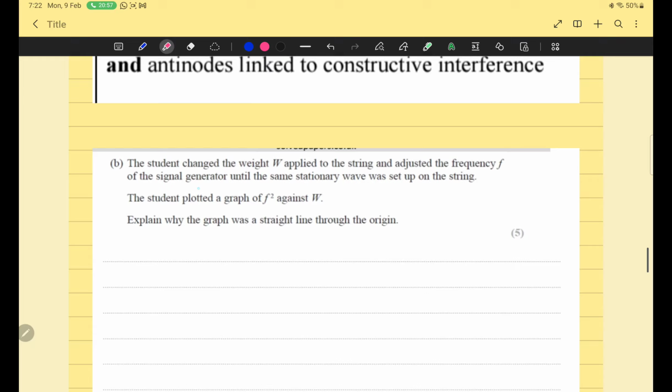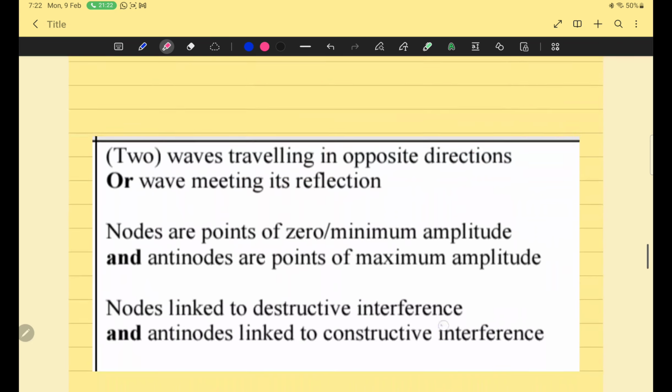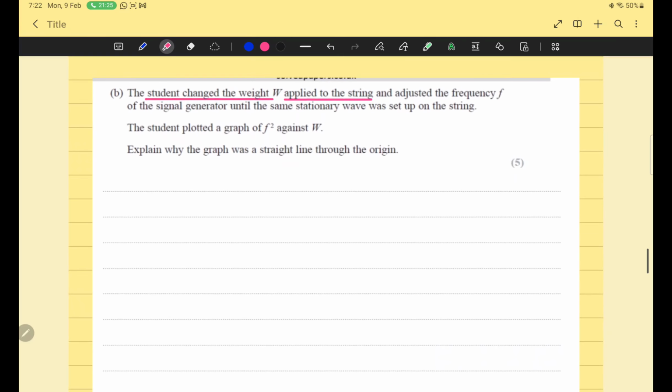The question is, the student changed the hanging weight, and you know the hanging weight produces tension in the string. In this experiment, this is the hanging mass, and the weight of the hanging mass is producing tension in the string. So the question is, during the experiment, the student is changing the weight, and when the weight is changing, then adjust the frequency of the signal generator.